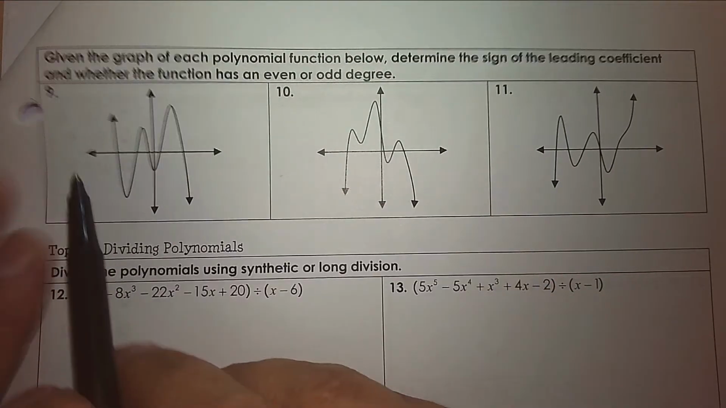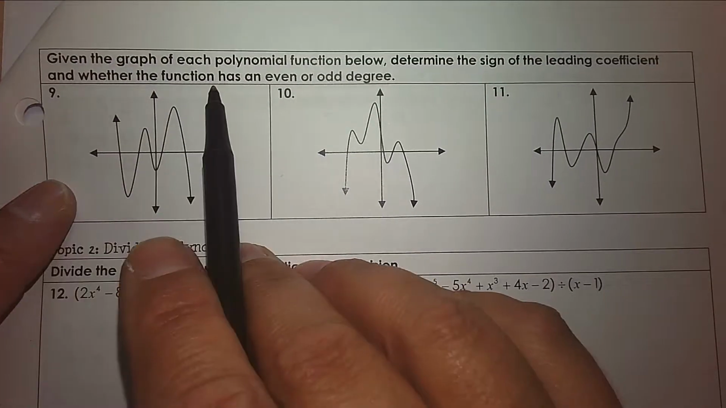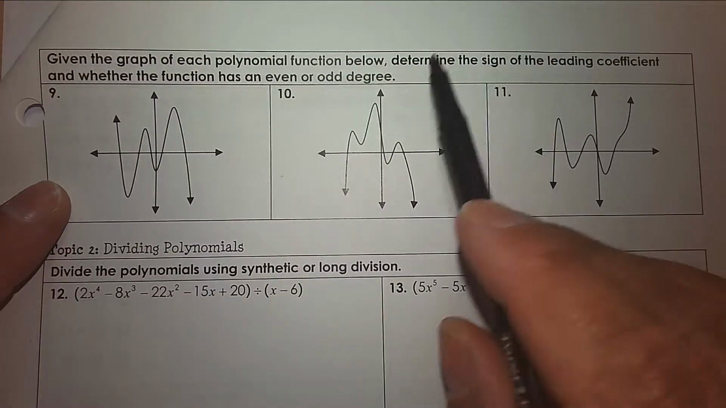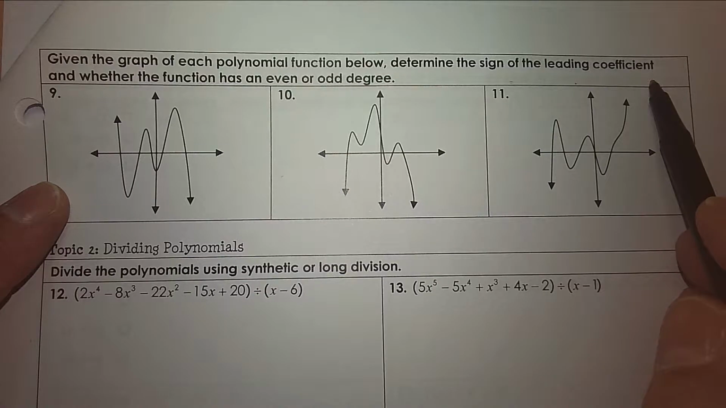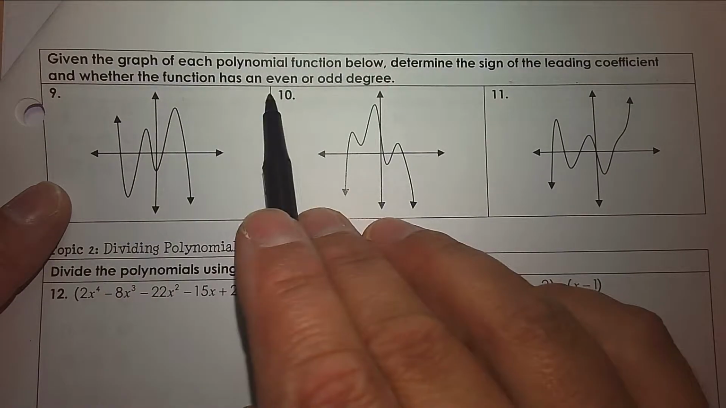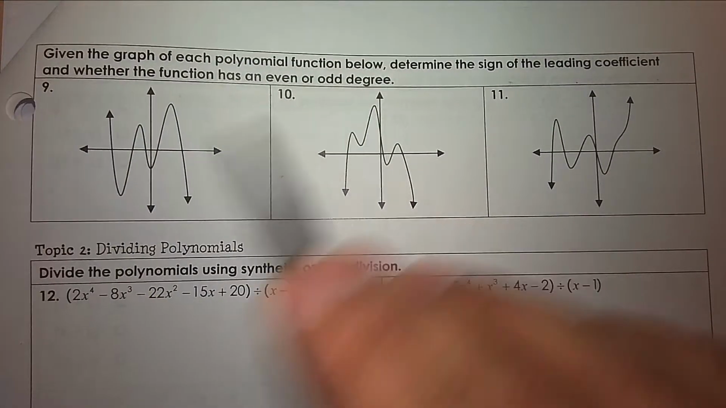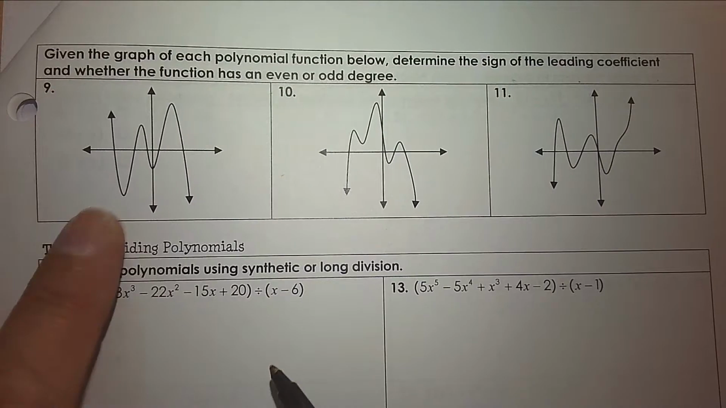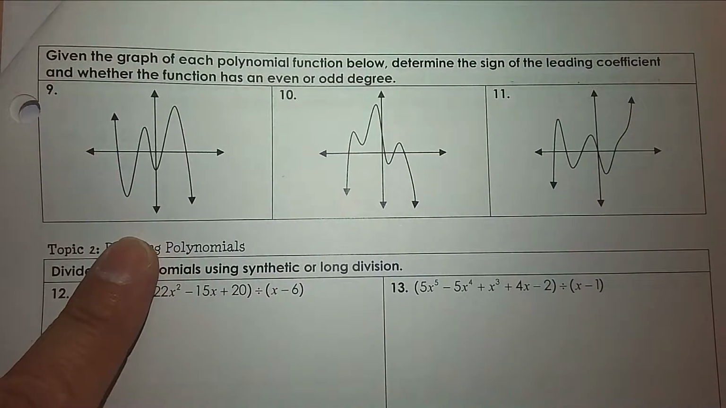Let's look at number 9. Given the graph of the polynomial, determine the sign of the leading coefficient and whether the function has an even or odd degree. In other words, tell me about the power term just by looking off the graph. Can you do that? So what do you notice about the ends?